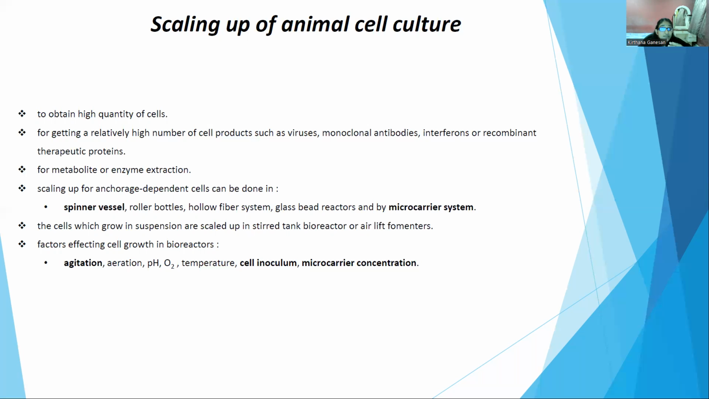So the factors affecting cell growth in bioreactors include agitation, aeration, pH, oxygen, temperature, cell inoculum, and also microcarrier concentration. So basically the type of scaling up system which will be used for this project is the spinner vessel and microcarrier system. And the factors that will be manipulated for the cell growth include agitation, cell inoculum, and also microcarrier concentration.